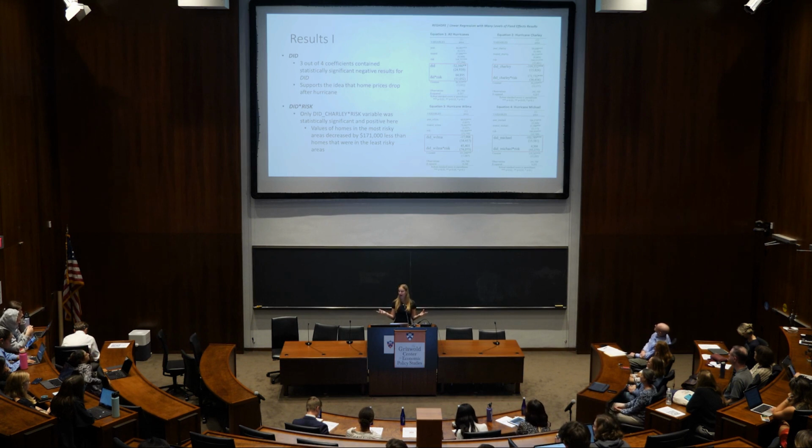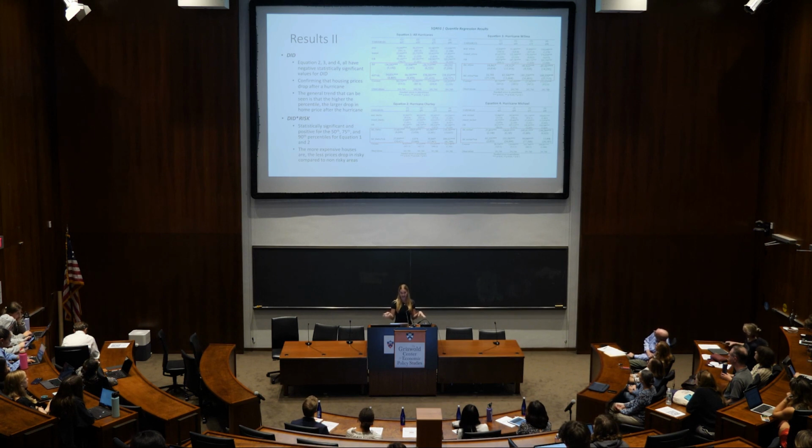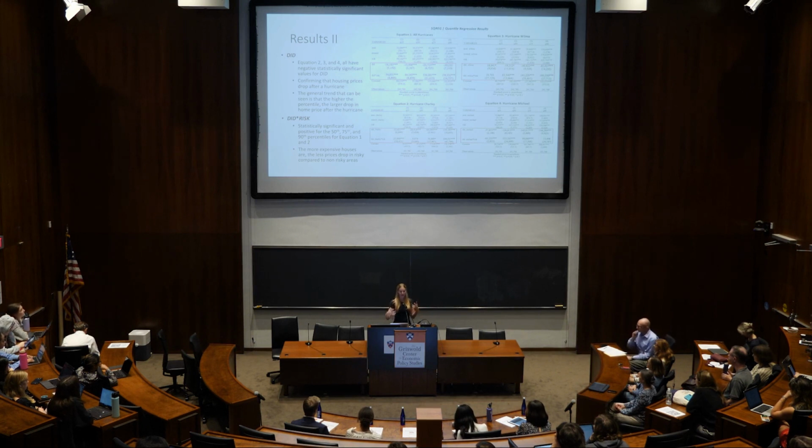I wanted to see if there's a way I could produce more statistically significant results for the DID interacted with risk, since that is what would answer my question the most. So I decided to run the results again, but this time using a quantile regression. Basically, what that does is it allows us to drop the assumption that the least expensive homes and the most expensive homes operate the same way, or that the hurricane affects these different priced homes equally.